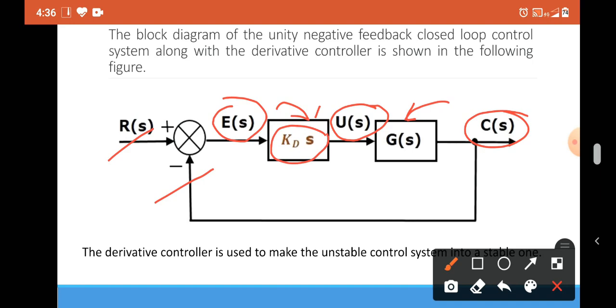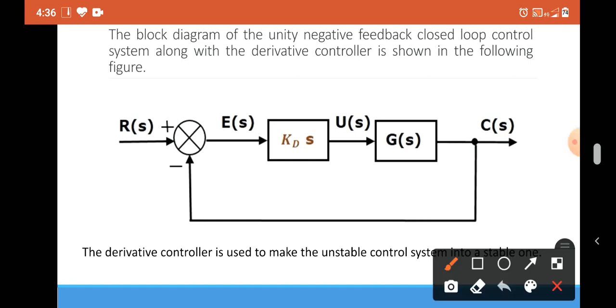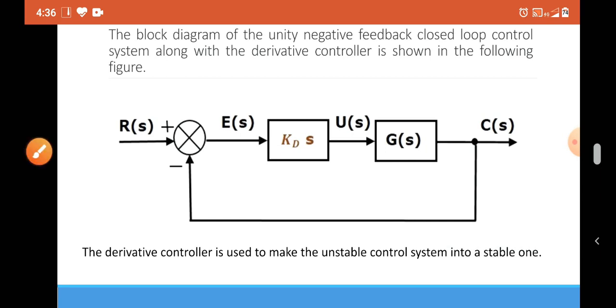Now remember that the derivative controller is used to make an unstable control system into a stable one. Always remember that it stabilizes the system. Therefore the derivative controller can be used to stabilize the system, but remember, it is not used alone. It is always used in combination because it has certain disadvantages.